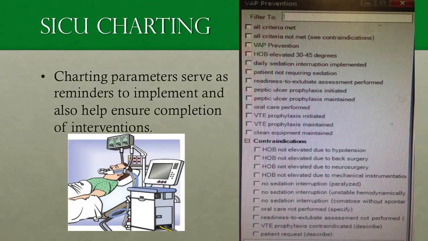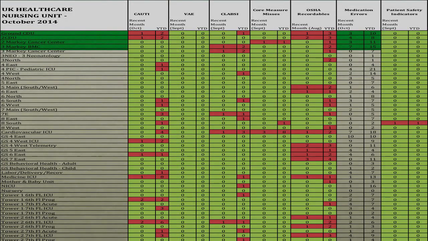On the left of the slide, you can see this charting parameter as it appears in the nurses' charting in the SICU. During direct observation of this clinical unit, there have been no incidences of VAP and no patient has experienced an adverse outcome directly related to ventilator-acquired infection.